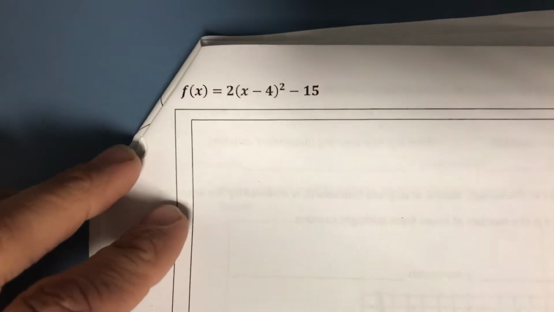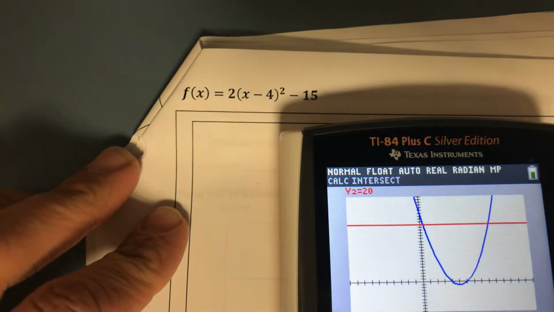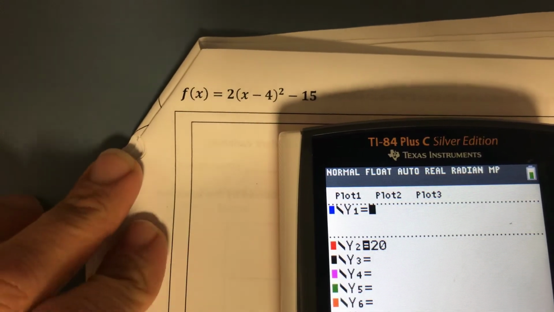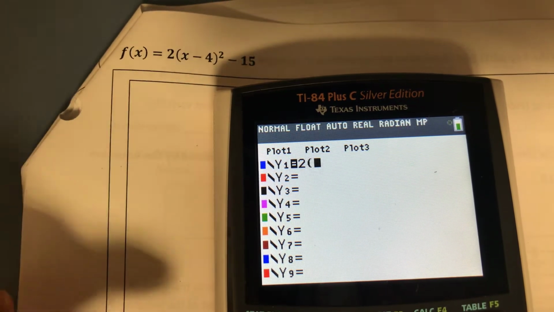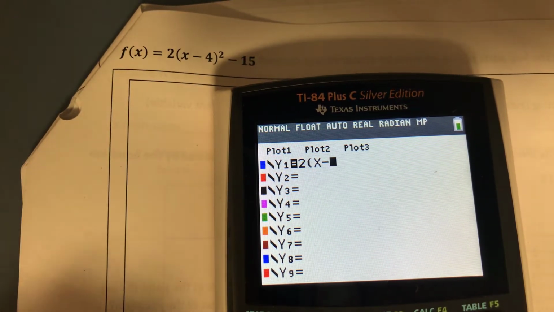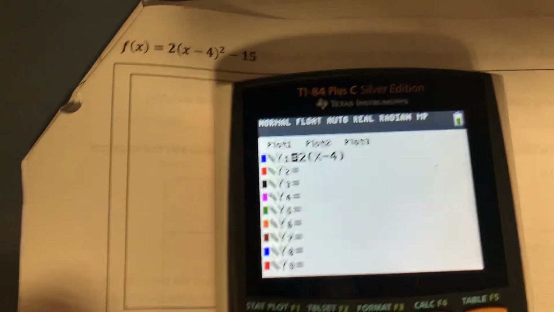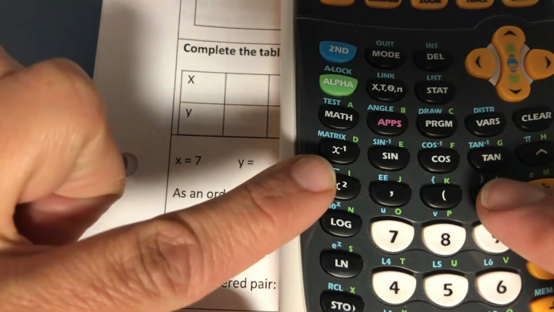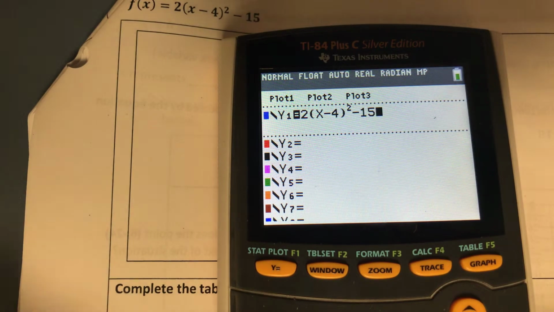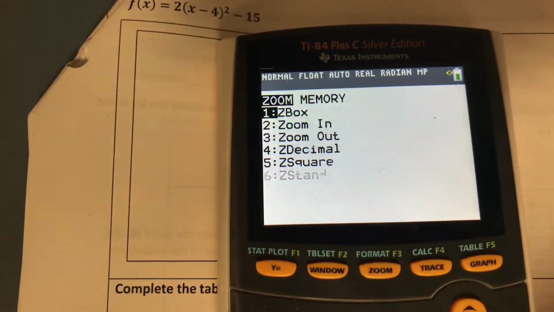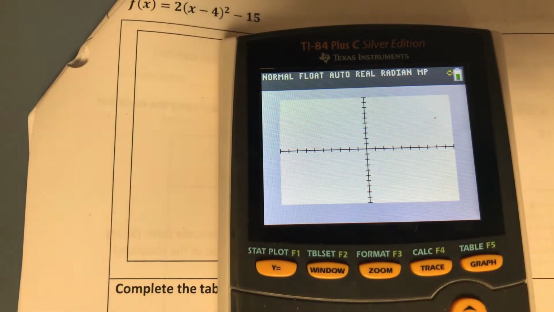So in your calculator, slightly different format, just so you know, this is called vertex form. So I'm going to clear out any equations that I have, and I'm going to put 2, my parentheses, x minus, don't hit -4. The squared button is right here, and then -15. And let's start with zoom 6, and then we'll adjust our window if we need to adjust our window.